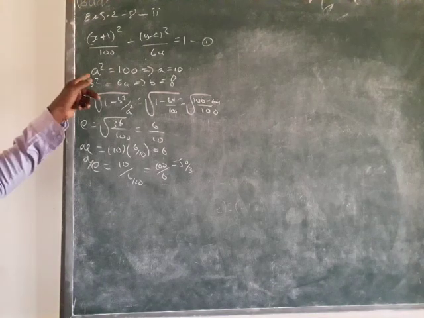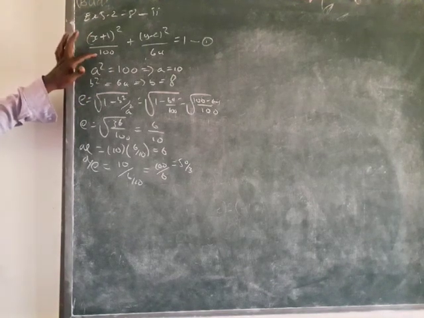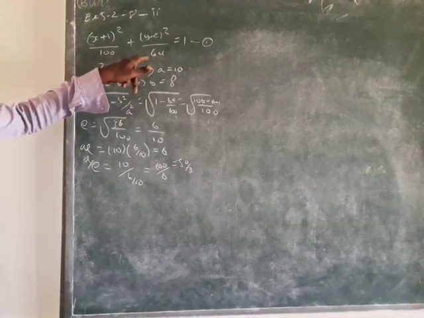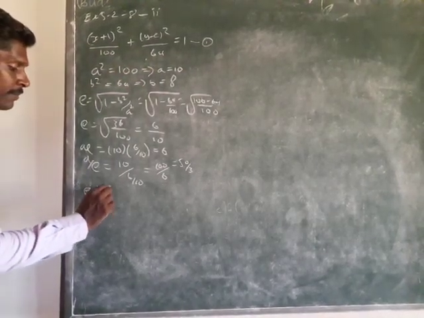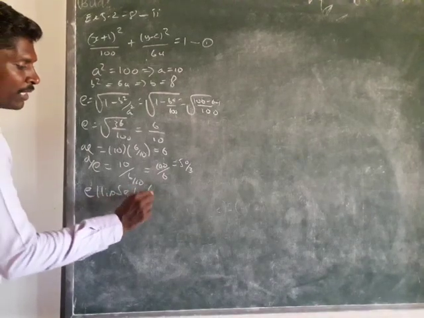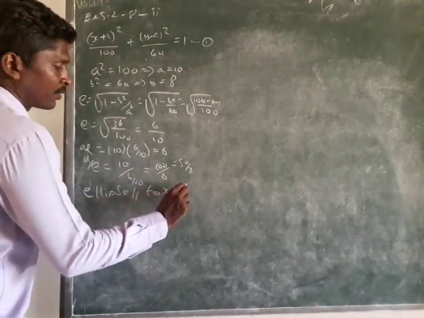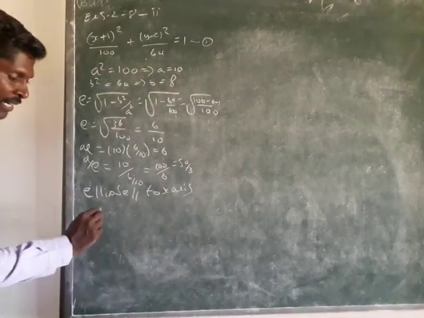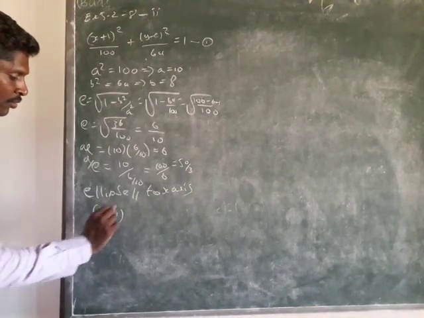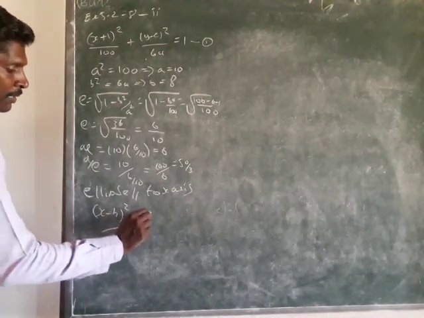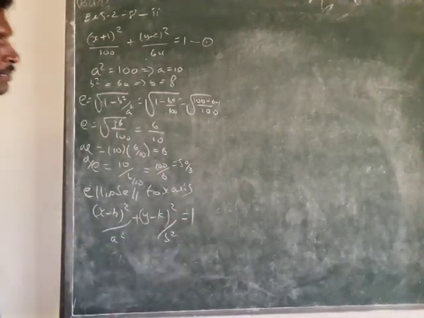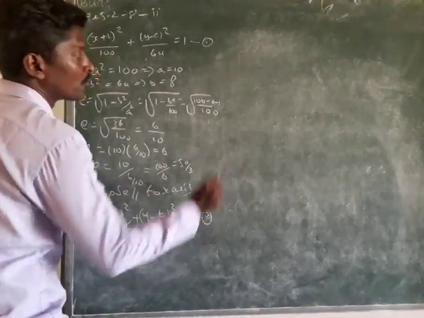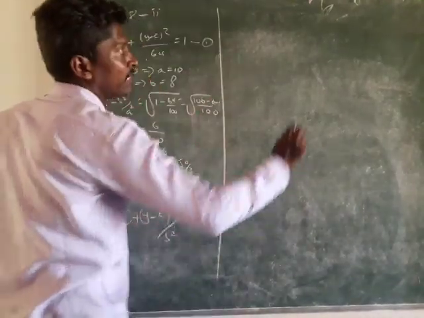With the help of the a value, the x denominator has the greatest value when compared with the y denominator. So we come to the conclusion that the ellipse is parallel to the x-axis. So we can write the formula: x minus h the whole square by a square plus y minus k the whole square by b square equals 1. Take this as equation 2.